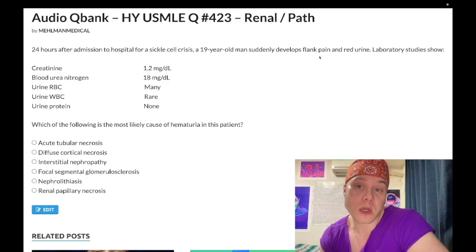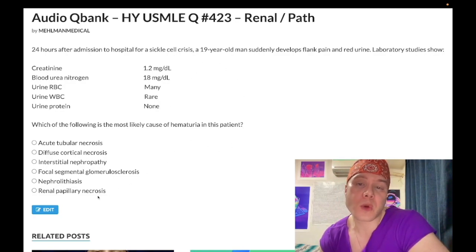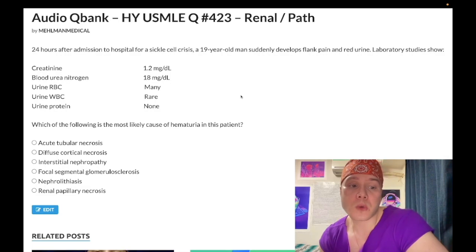Choice E, nephrolithiasis, wrong answer. Whilst this patient does have flank pain, and yes, we could see RBCs in the urine, and that's very high yield for surgery, actually, for 2CK, that you can get microscopic RBCs in the urine. They ask that directly. It's not the best answer here, okay? It's not that it's impossible. It's just not the best answer because we have renal papillary necrosis, which is buzzy when you have sickle cell plus red urine.